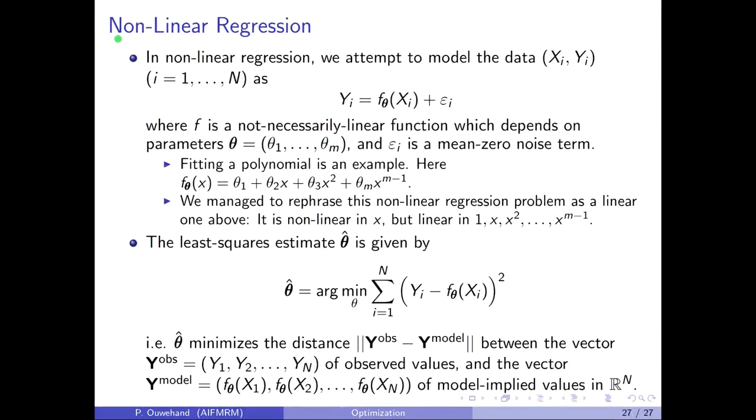Finally, we will briefly consider nonlinear regression. In nonlinear regression, we attempt to model the data xi, yi as yi is equal to f of xi plus epsilon i, where f is a not necessarily linear function which depends on some parameters, a parameter vector theta equals theta 1 up to theta m, and the epsilon i's are mean zero noise terms. In multiple linear regression, the vector theta of parameters would just be the vector of betas.